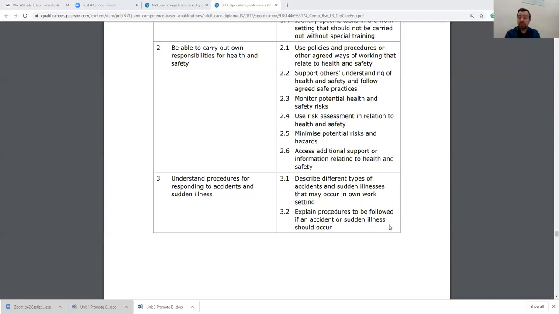2.6 is about accessing additional supporting information related to health and safety. So here, you could talk about your health and safety poster. It's a legal requirement that they're displayed in all places of work. On here, it tells you who the health and safety executive is, who your health and safety officer is, and other ways of contact.